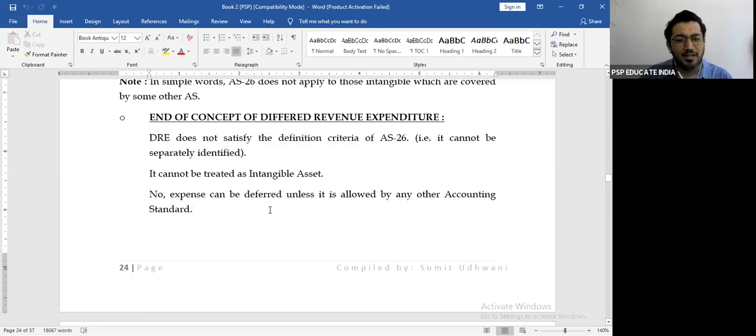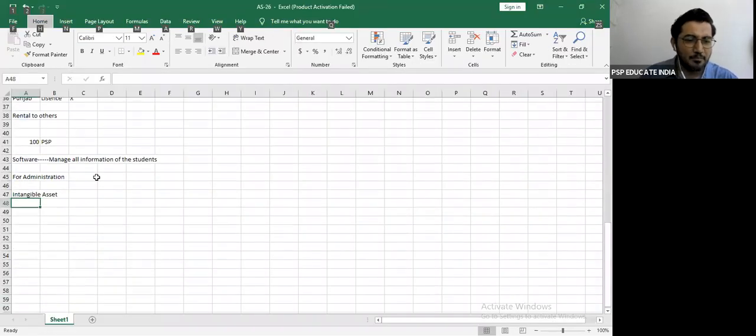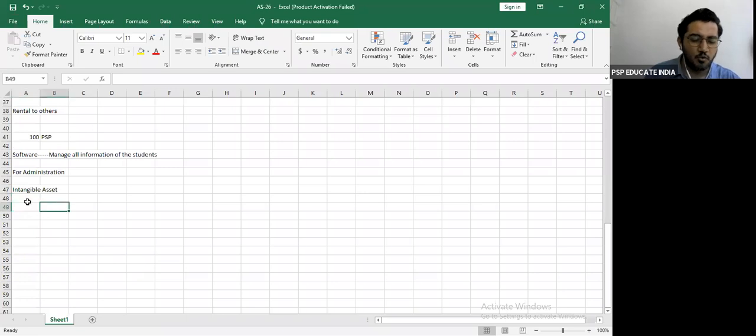Are you getting it? Now let's understand this with the help of an example as to why did they remove it. See, if they wished, they could have modified the definition and added something to include deferred revenue expenditure. Because you have been studying from 10th standard, 11th standard, why did they remove this concept? Understand that carefully. Let's take this example, and I want everyone to help me out with the answer to this.